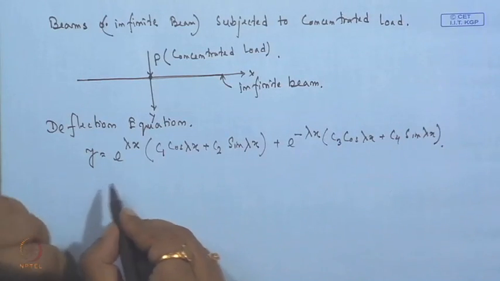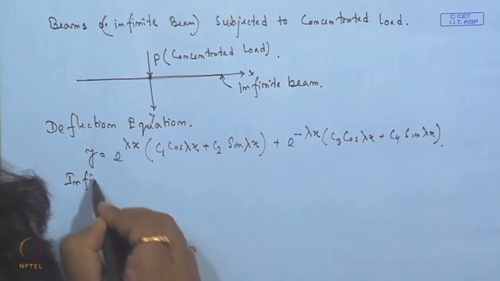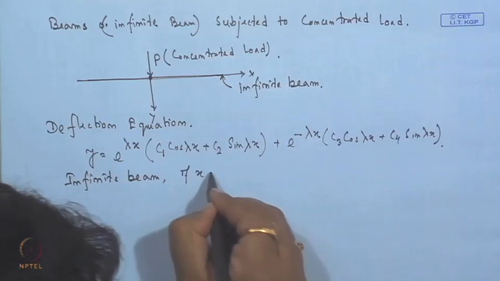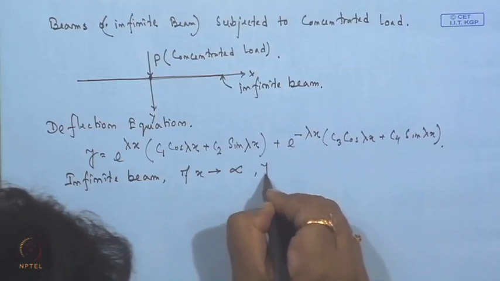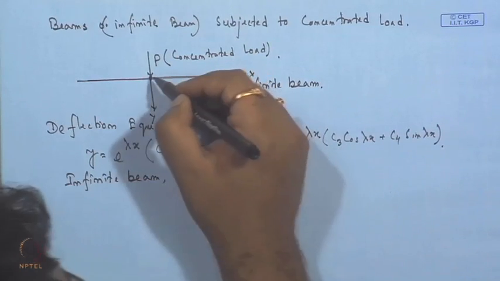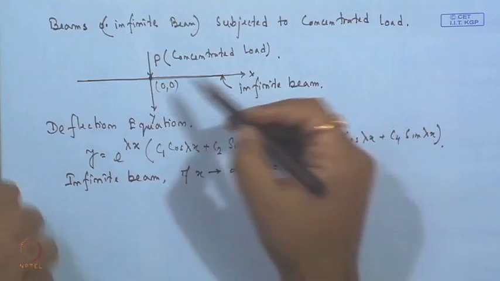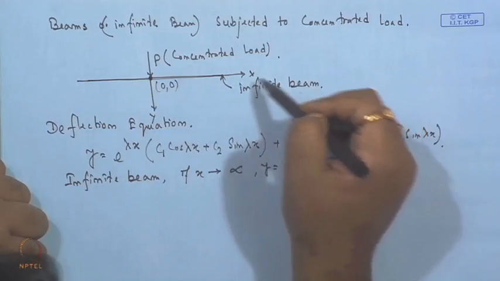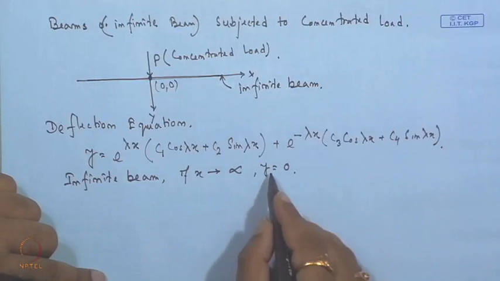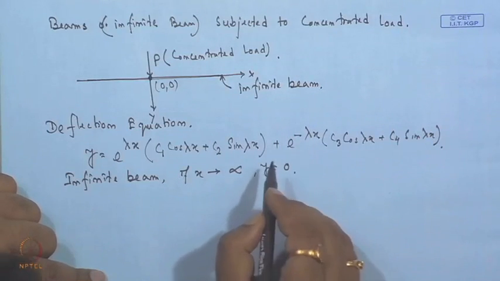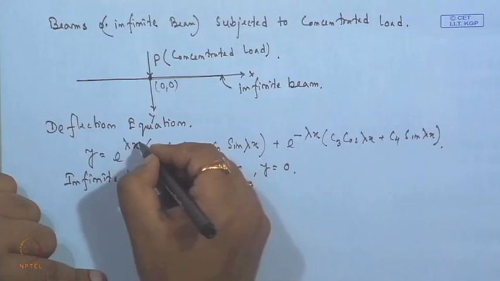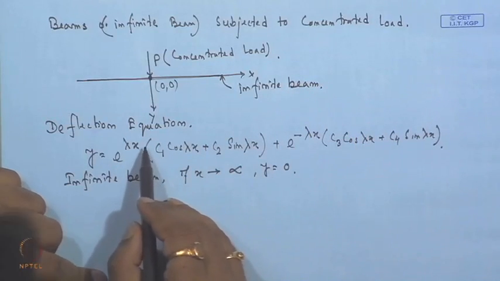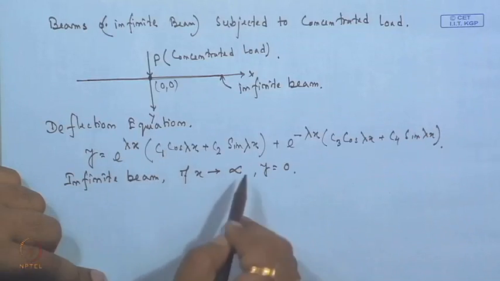So, now, if this is the infinite beam, so if x tends to infinity, then y will be equal to 0, because here we are applying this concentrated load at the 0, 0 position. Now, if x is infinity, then the effect of this concentrated load will be negligible. So, there is no effect. So, that means y will be 0, and this is possible only if the terms related to e to the power lambda x are 0.